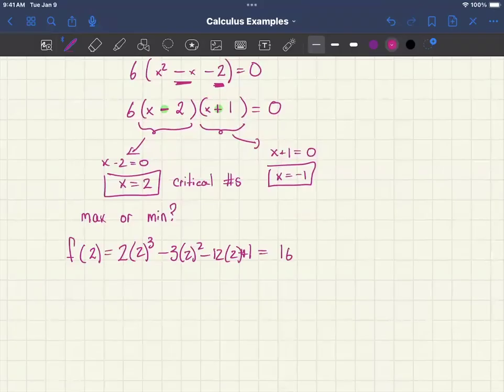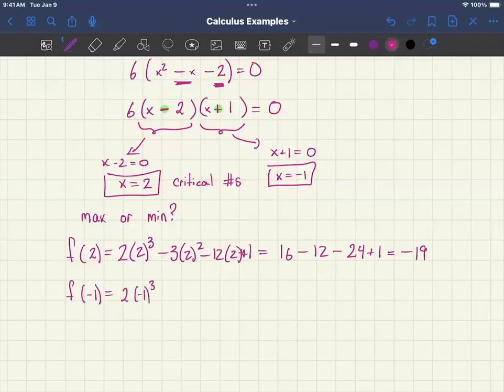So we have 16 minus 12 minus 24 plus 1. So that is -19. They are in our interval. If we didn't have an interval, these might be local maxes or mins, not necessarily global. In fact, because it is a cubic function, it would be local but not global.